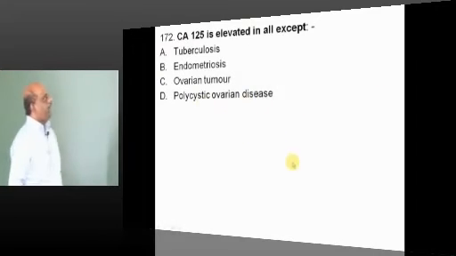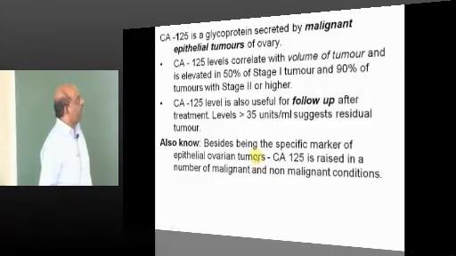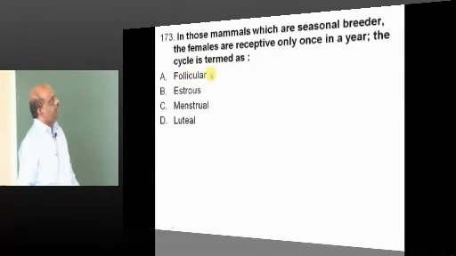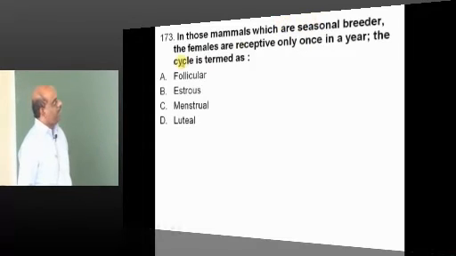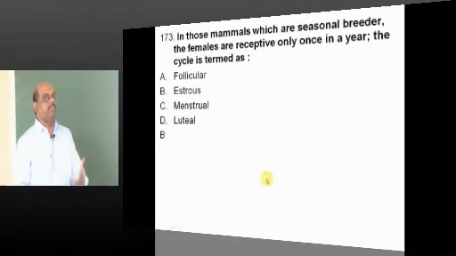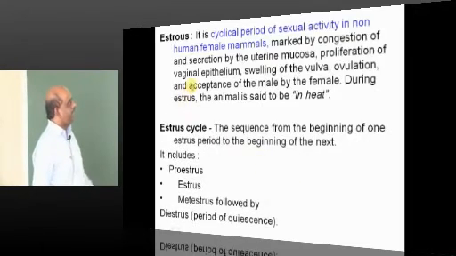CA 125 is raised in all except PCOD. That's right. Females are receptive only once in a year in the mammalians. What is that called? Estrus cycle. In human beings, we are 24/7, 365 days into the activity.